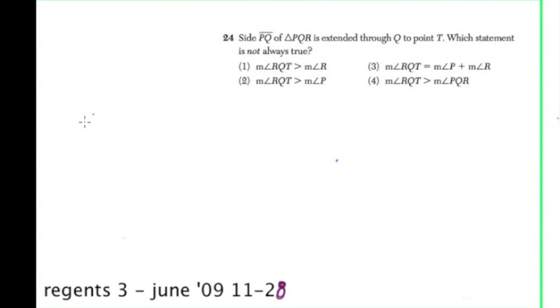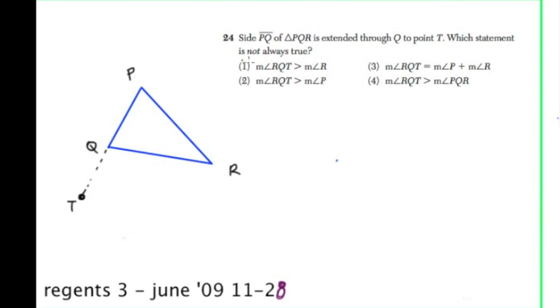Alright, so number 24 says side PQ of triangle PQR is extended through Q to point T. Which statement is not always true? Alright, PQR, PQ is extended to point T over here. So let's go through these answer choices.